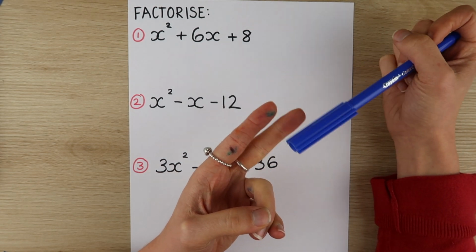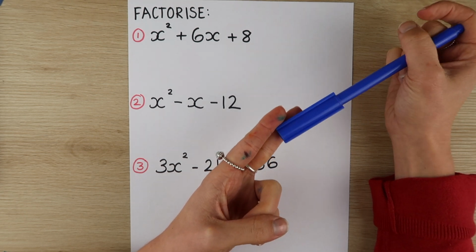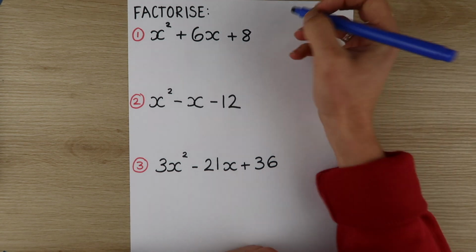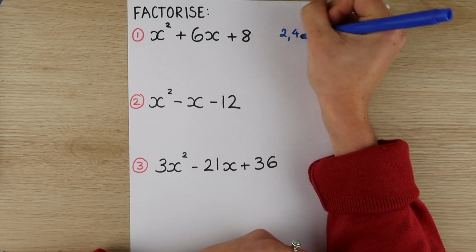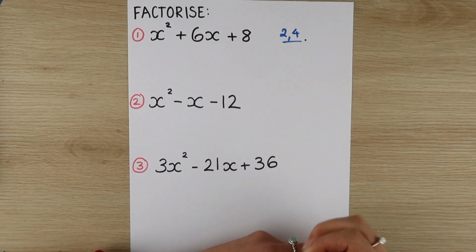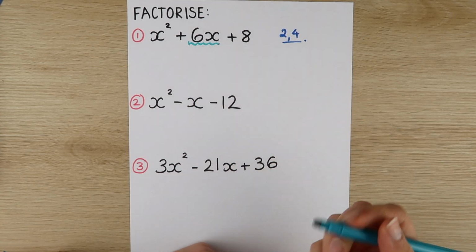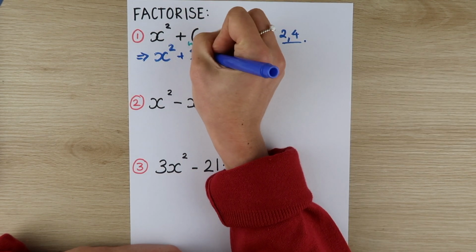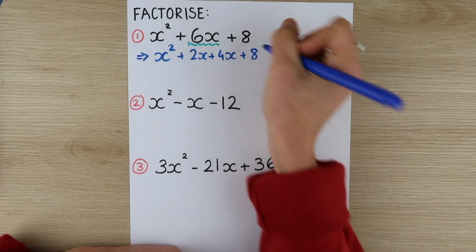Obviously those don't add together to make 6. I've got 2 and 4. Now 2 and 4, they do add together to make 6. So I'll just write in small up here, 2, 4. Okay, they're the 2 numbers I'm working with. What we do at that point is I can break this up into those 2 numbers. So x squared stays as is, plus 2x plus 4x plus 8.